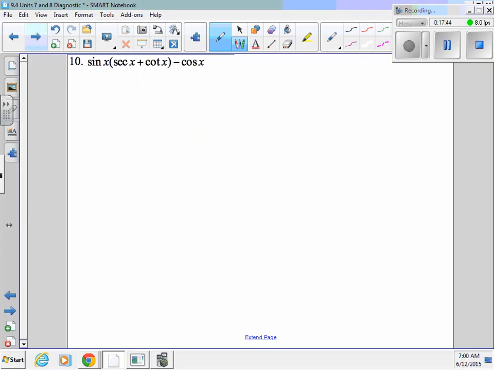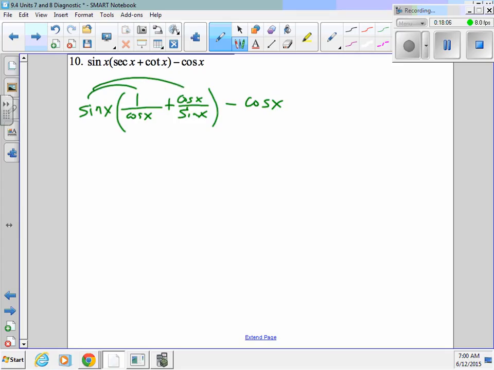All right, number 10. We have sine x times secant x plus cotangent x, minus cosine of x. Let's see what I can do with this. Secant is 1 over cosine. Sometimes you're just going to start with something you know. Cotangent is cosine over sine. Then I'm subtracting cos x. So I'll distribute this. I get sine x over cos x plus, when I do sine x times cosine over sine, I get rid of the sine. And look at that. The cosines will cancel, and sine over cosine is tangent of x.